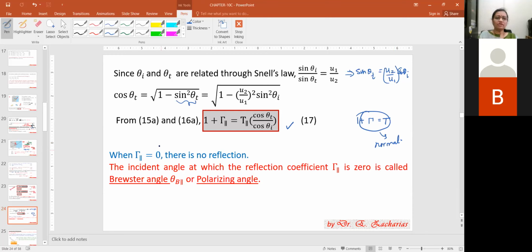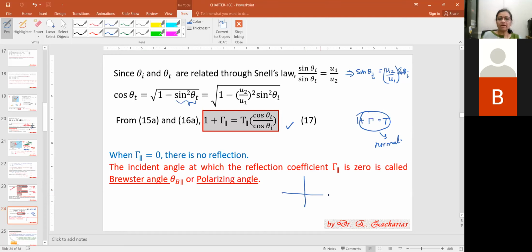Next thing, you look at this. When the reflection coefficient is 0, what is the meaning of saying the reflection coefficient is 0? It means the entire ray is getting transmitted. There is no reflection. Please understand, I'm going to teach a concept here. When the reflection coefficient is 0, that means no reflection is happening. Let me just try to draw a figure here.